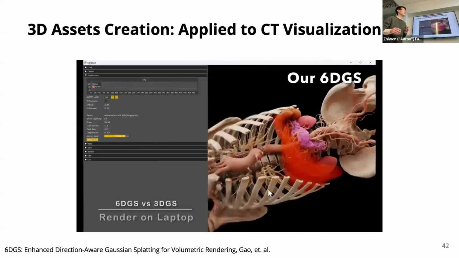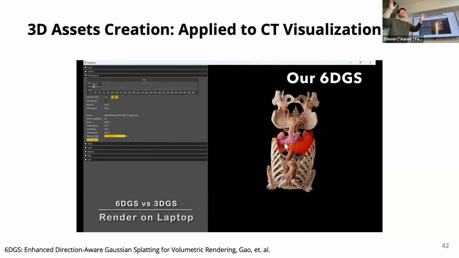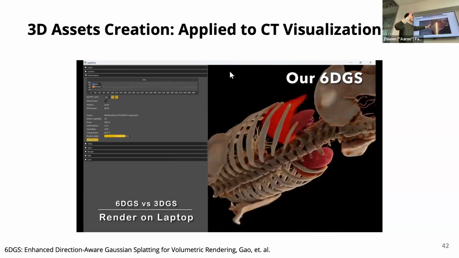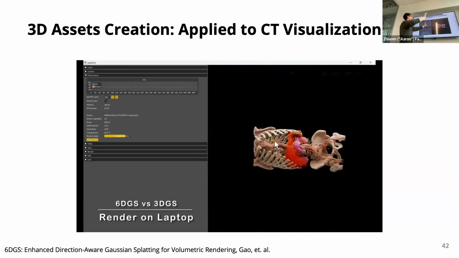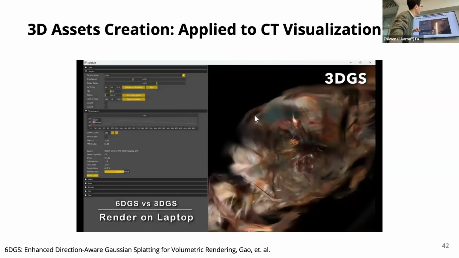And the last demo is another paper called 6DGS. You can see they can apply 3D Gaussian or spatial computing techniques to medical imaging, and then we can do more interactive demos with medical visualization.